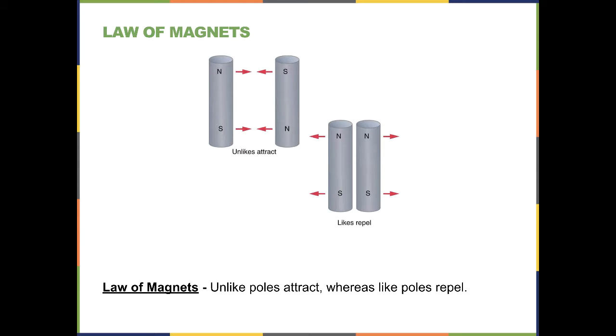The law of magnets is much like the law of charges. Poles that are opposite, that is north versus south or south versus north, attract, whereas poles that are like, two norths or two souths, repel.